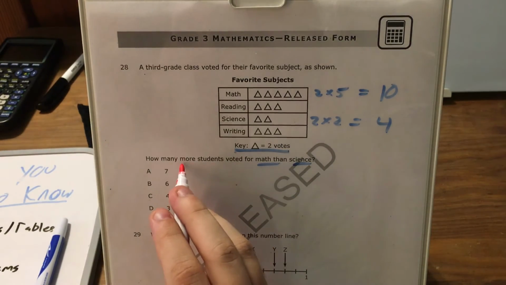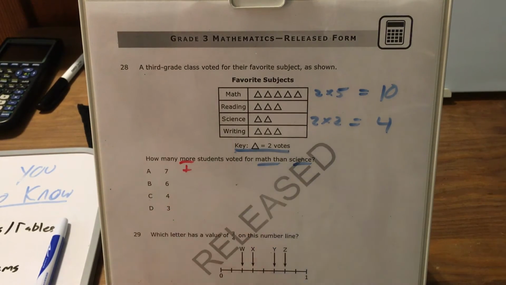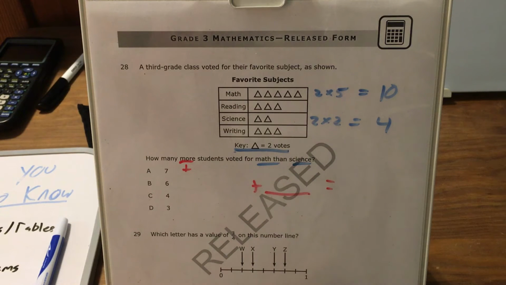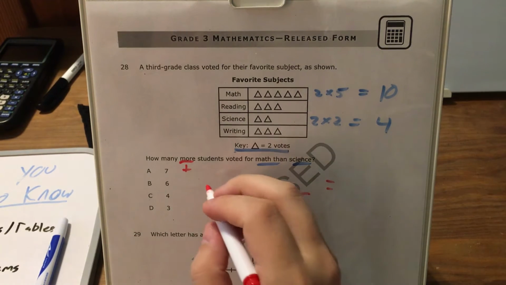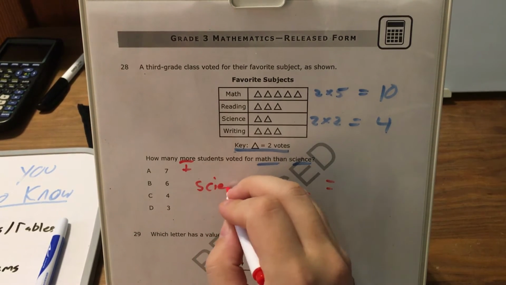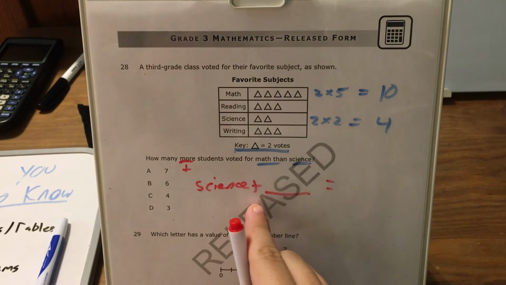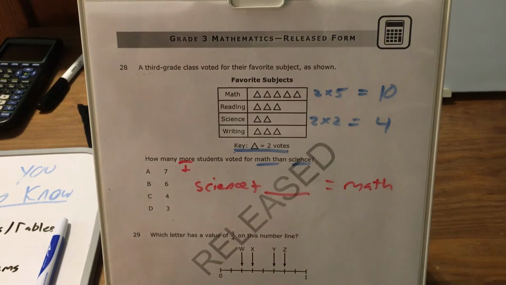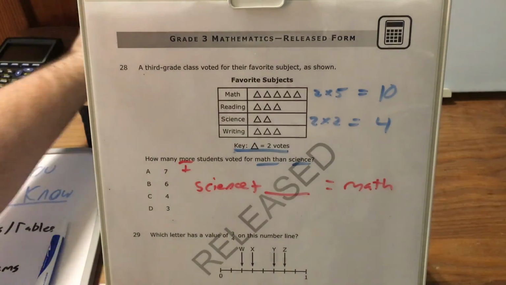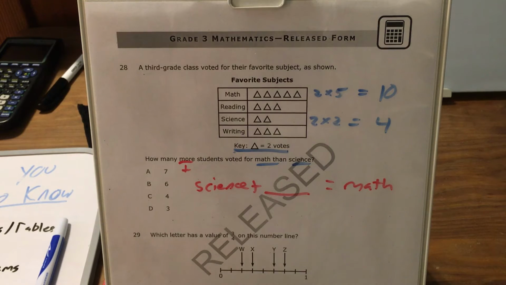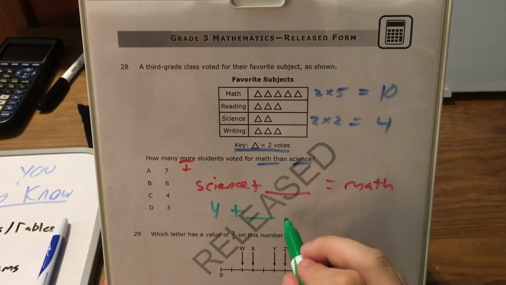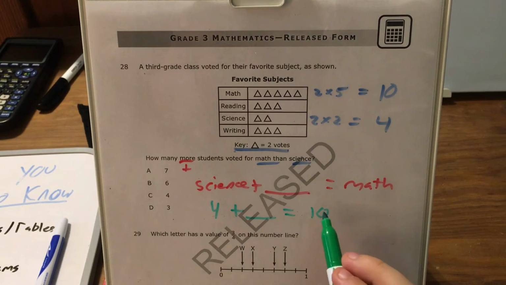Now whenever I see more, I want to automatically think addition. And since it's how many more students voted for math than science, that means that however many people voted for science plus some number equals how many people voted for math. So now I'm going to plug in the numbers that I know already. I know that 4 people voted for science, which means 4 plus some number equals 10.